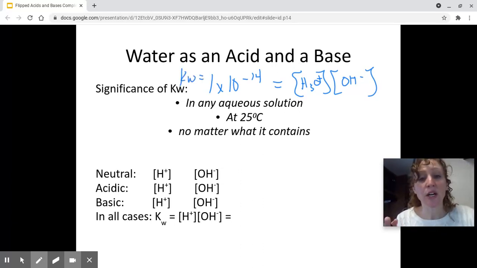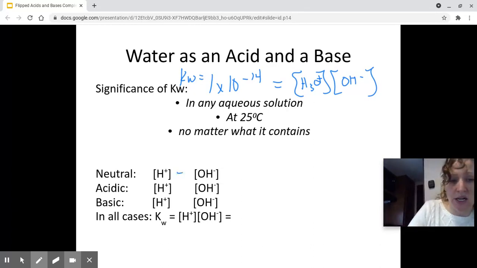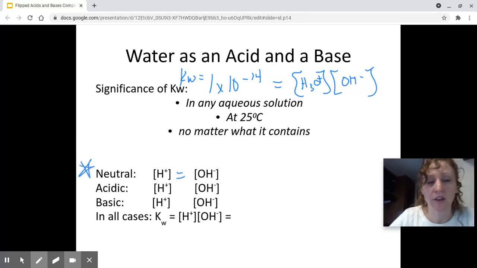Okay, so let's start with a solution where we have only water present. If we have a solution where we have only water present, we know the hydronium ion concentration is going to be equal to the hydroxide concentration, right? These two are going to be equal. That's what neutral means.